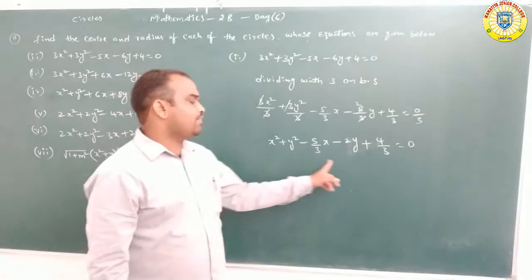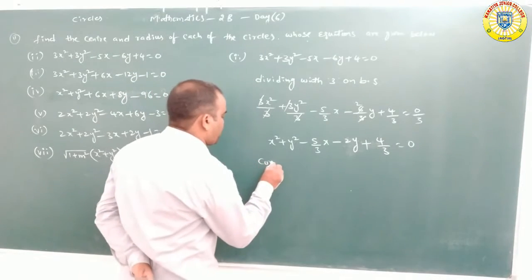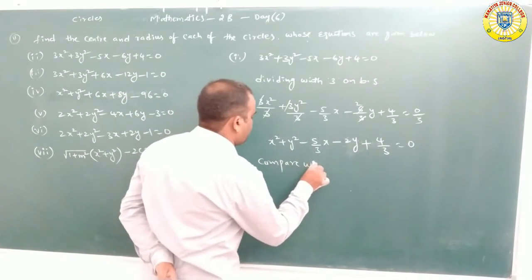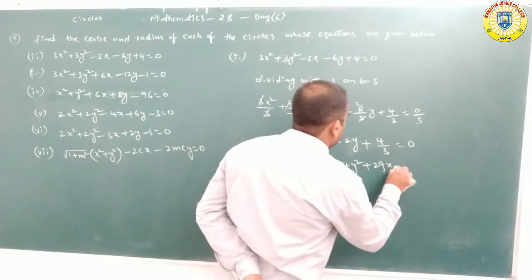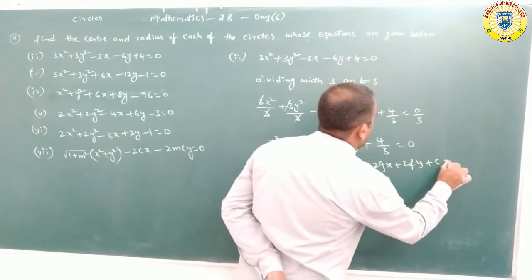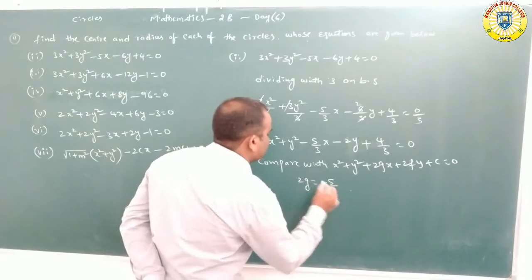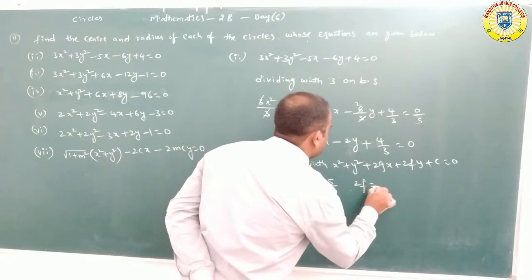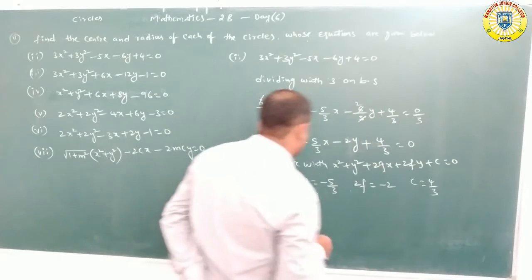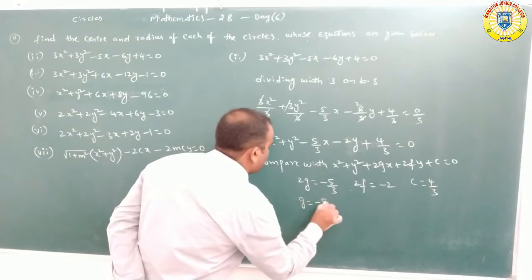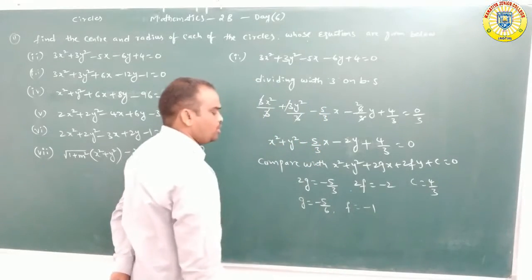Now this one we compare with which one? x square plus y square plus 2gx plus 2fy plus c equal to 0. Here 2g is equal to what is the value? Minus 5 by 3. 2f is equal to what is the value? Minus 2. c is equal to what is the value? 4 by 3. Here g is equal to minus 5 by 6. f is equal to what is the value? Minus 2 by 2, minus 1.